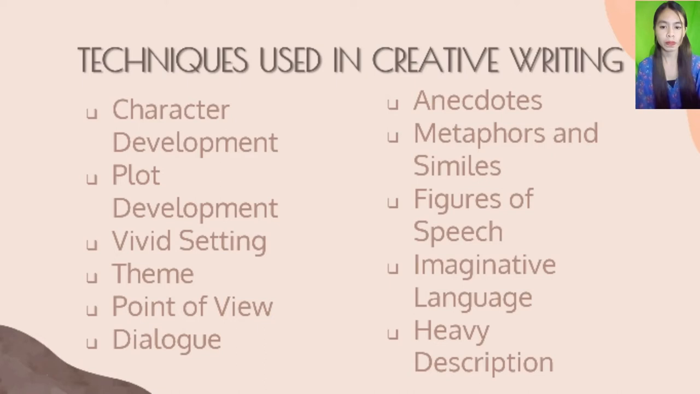And the underlying theme is the message that the writer is trying to convey through the story. The next one is the point of view. It is the eye or narrative voice through which you tell a story. And the next one is the dialogue. It is the textual representation of spoken words and conversation within most works of creative writing. The next one is the anecdote. It is a brief story used to make a large point.